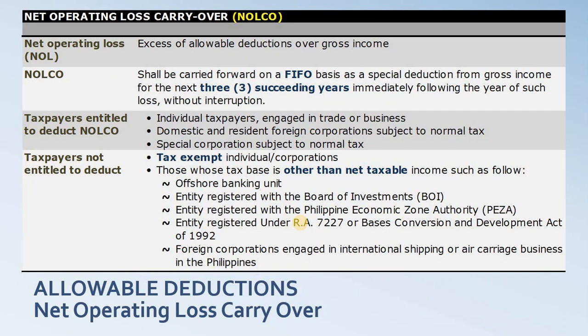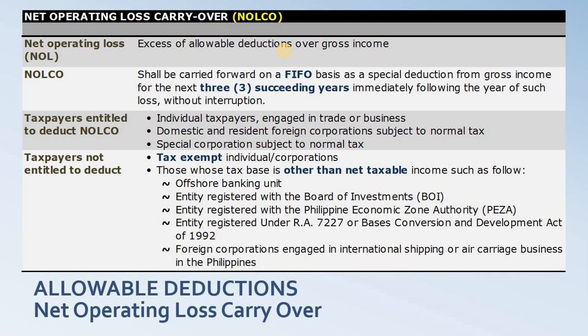So, first, let us define net operating loss. Net operating loss is the excess of allowable deductions over gross income. The allowable deduction that we refer to here is the itemized deduction. Which means that net operating loss occurs if the itemized deduction is greater than the gross business income. Again, when we say gross income, this refers to the gross business income, because it is called net operating loss because it is a result of the business operations of the taxpayer.